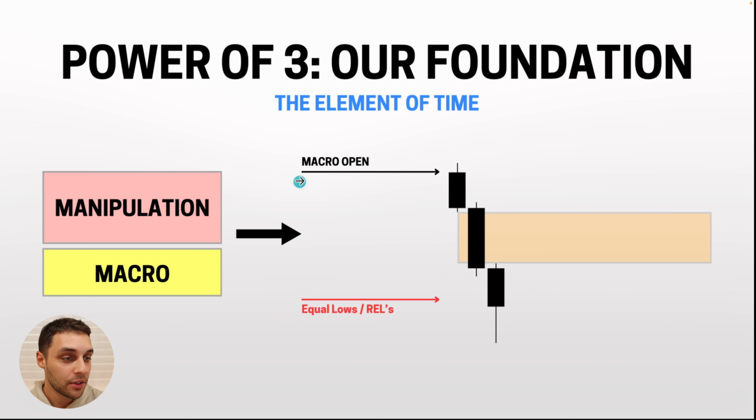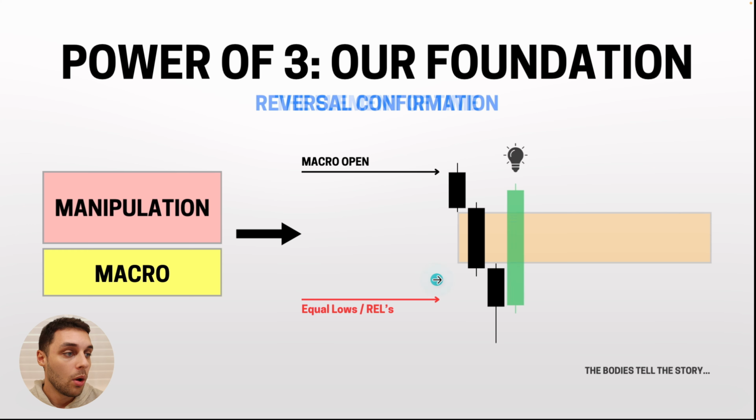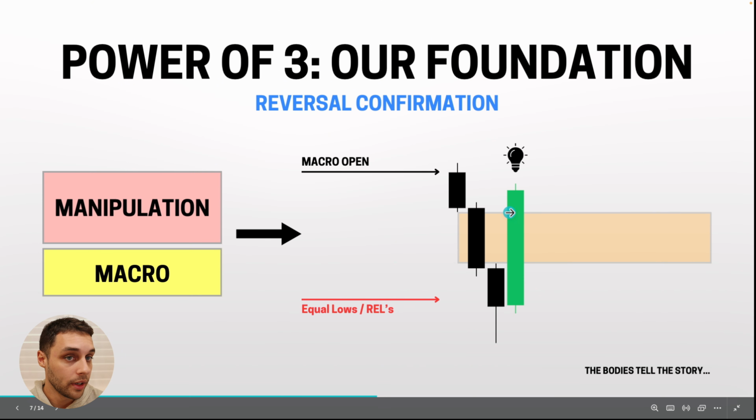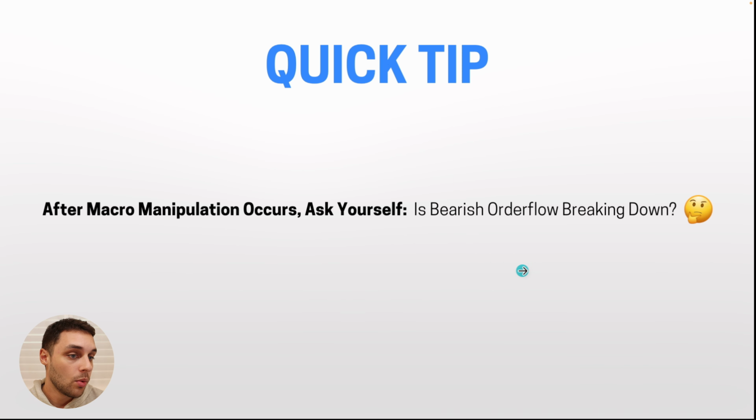Okay, so after we see price deliver below macro opening price, run those equal lows or relative equal lows from the accumulation phase, all we're waiting for is a close above this bearish fair value gap or SIBI right here, because the bodies tell the story, right? So a question that you want to ask yourself is, after the macro manipulation occurs below macro opening price, after the run on the equal lows or relative equal lows from the accumulation phase, is bearish order flow breaking down? And all that means is, do we see a candle close above a premium or bearish fair value gap?